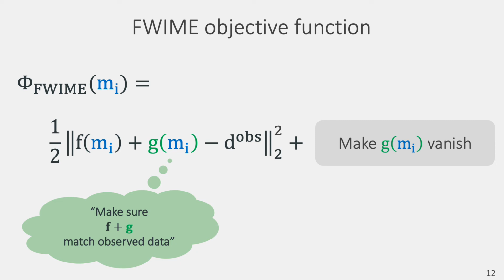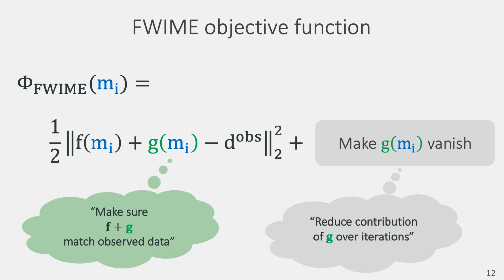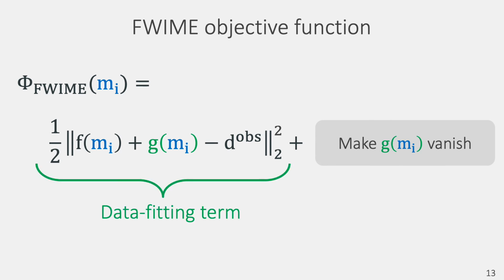Therefore, we add a penalty term to our objective function in order to make the data correcting term vanish. And we gradually reduce its contribution over iterations. In fact, at the end, if we satisfy f plus g equals d observed and g has vanished, then our FWIME inverted model coincides with the global minimum of conventional FWI. In the following, we call the first term the data fitting term, and we call the second term the annihilating term.